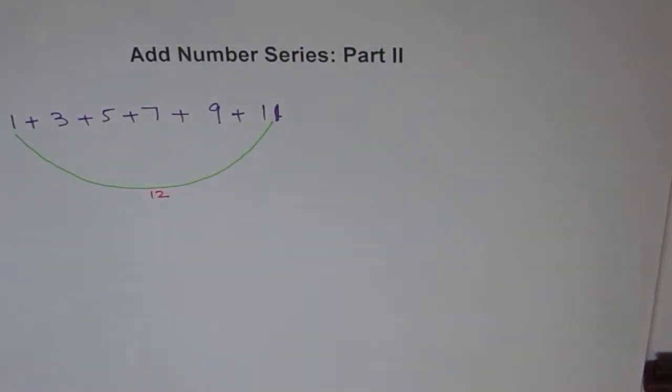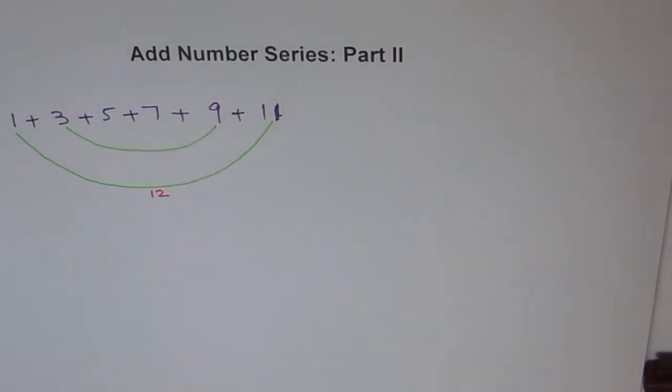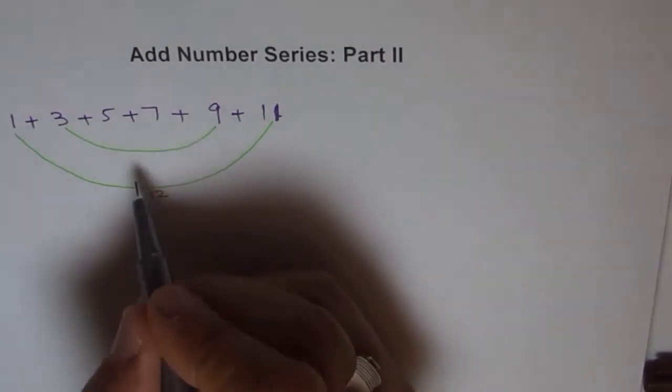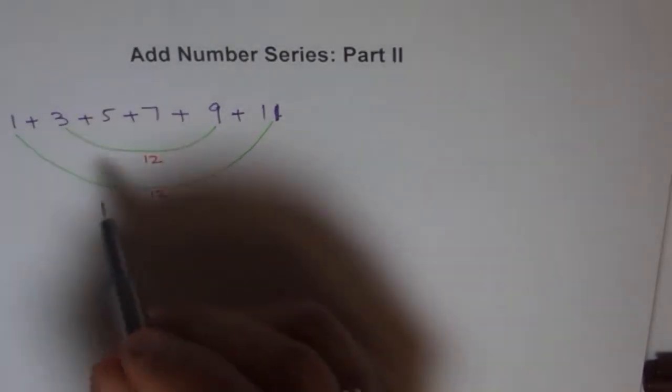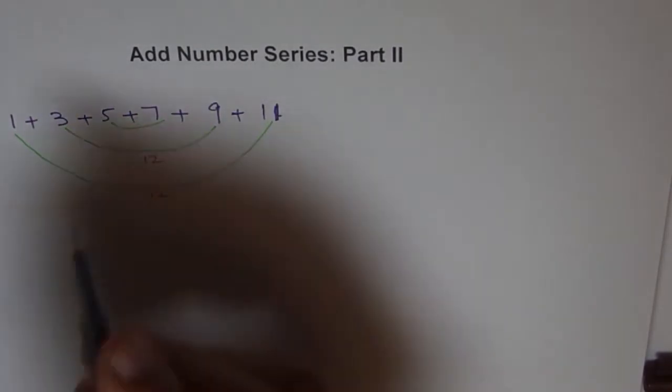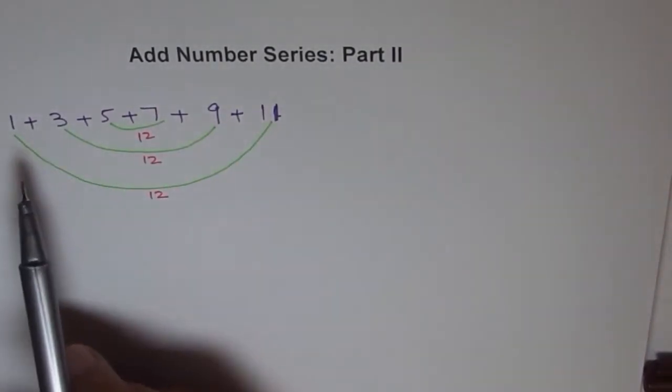Correct. Now add next 3 plus 9. How much do we get? 12. And if we add the next two, which is 5 and 7, what should we get? Same 12. Fine, good job. So how many numbers are there?